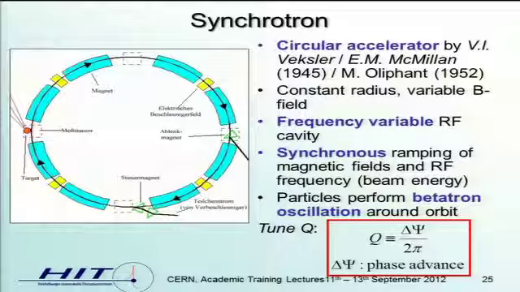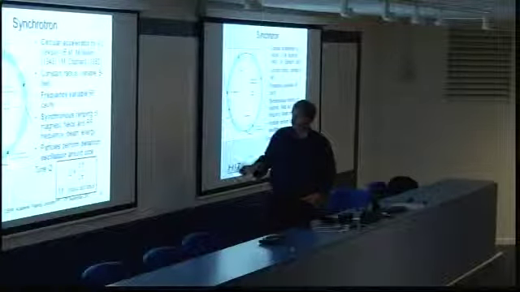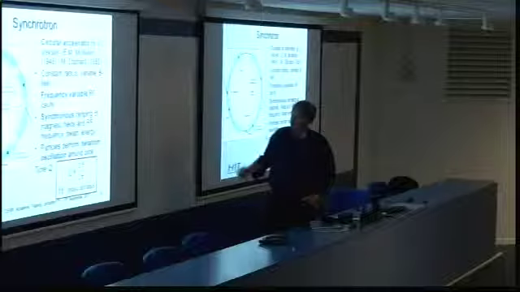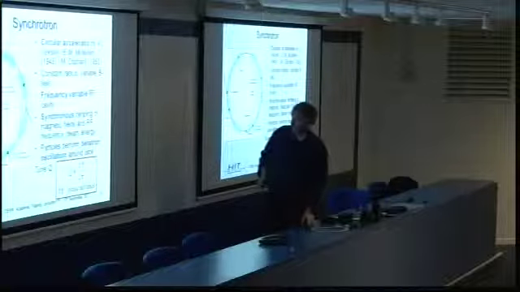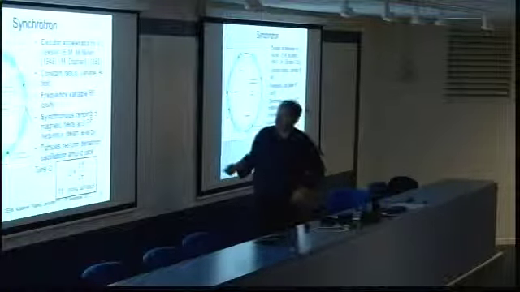These circular machines, as I already mentioned yesterday, were invented and developed after the Second World War. The synchrotron clearly is a machine of constant radius and variable B field, and also the frequency has to be variable. There is a synchronous ramping of the magnetic field and the higher frequency. Clearly, this is the name. And the particles perform betatron oscillations around the orbit with this tune value Q, where the phase advance is divided by 2 pi.